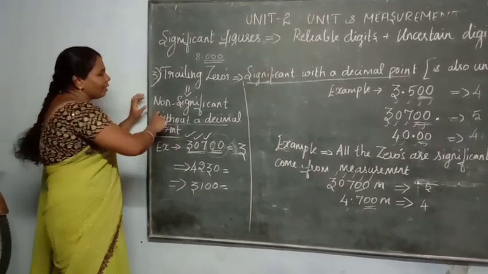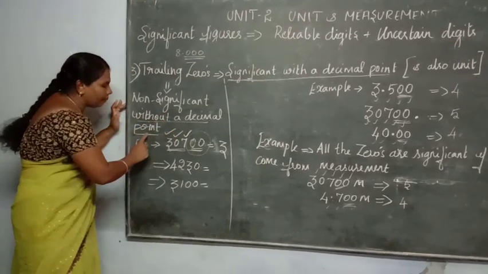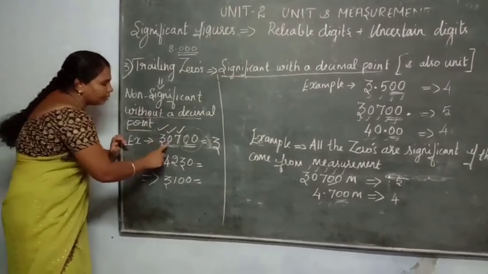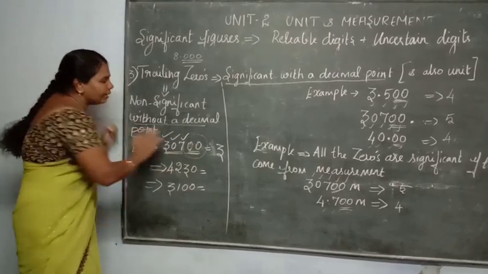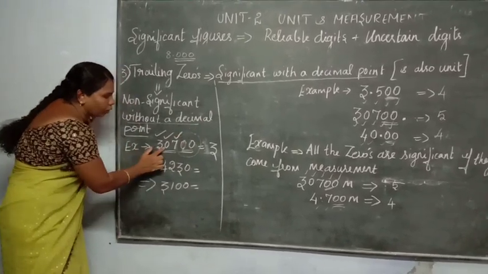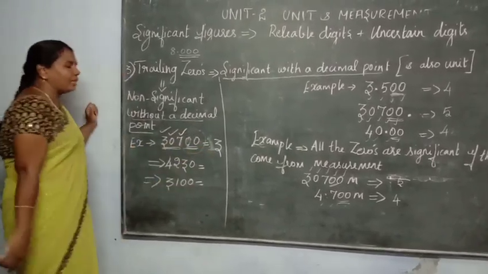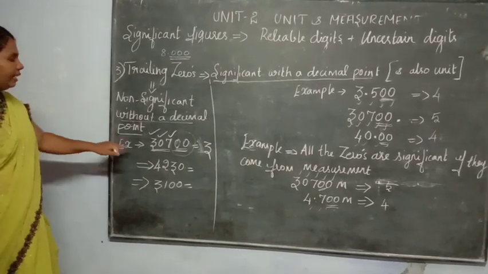Okay, if it is a number without a decimal point, for example 30700, avoid these 2 zero values. You can write 1, 2, 3. Therefore, the number of significant digits is 3.